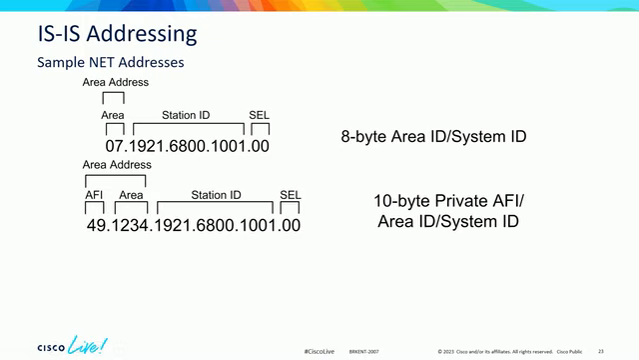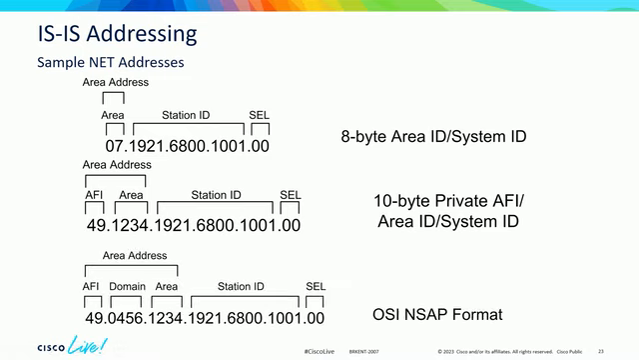To show you, here's a 10-byte one. You'll notice that 49 for the AFI, anything that starts with 49 is in the private reserved space. You can go crazy after that. So 49, 1, 2, 3, 4, and then just whatever you want. That's a simple area ID right there. And then breaking it down a little bit further, you can go full OSI NSAP format. Either one's going to be okay.